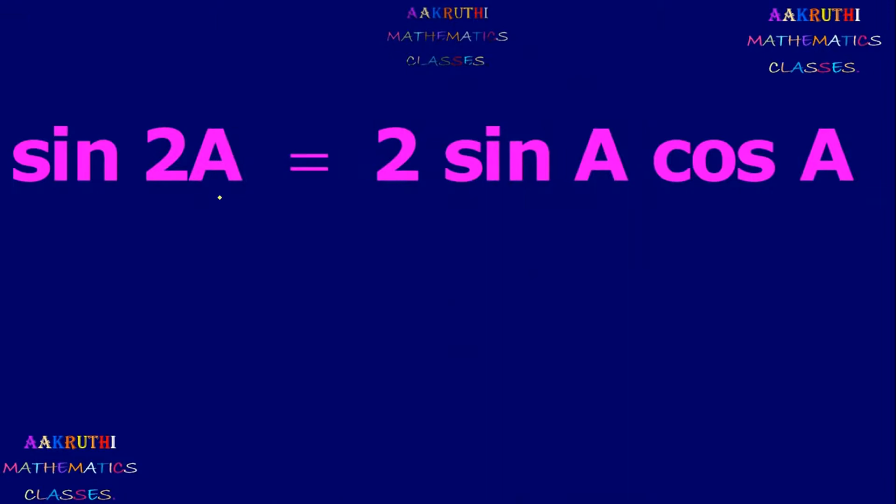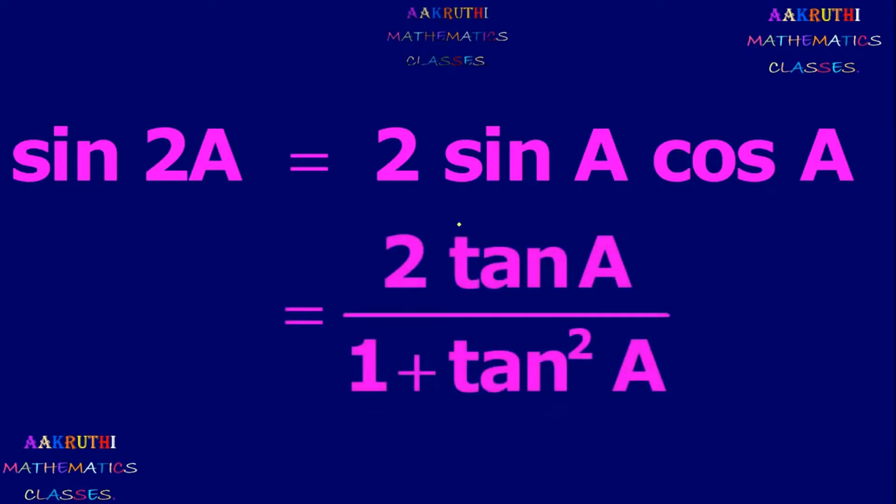Next is the multiple angle formula. Sin 2A equal to 2 sin A cos A. We have the sin A plus B formula, so when we substitute B equal to A, we get sin 2A. So sin 2A is 2 sin A cos A, or it is also equal to 2 tan A divided by 1 plus tan square A. So sin 2A equals 2 sin A cos A, or equals 2 tan A divided by 1 plus tan square A.